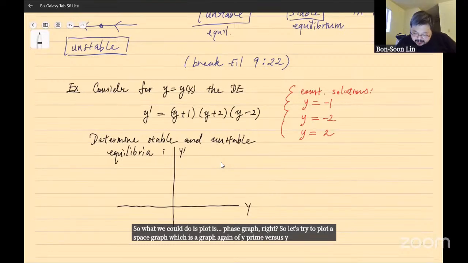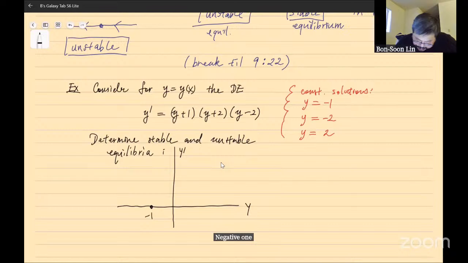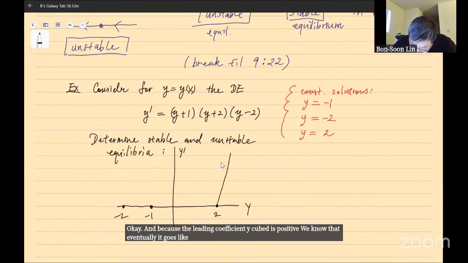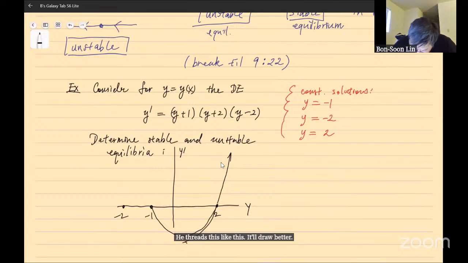And this is a cubic function, so it's not too bad to plot. The roots are at -1, -2, and also at 2. Let me put it over here, 2. Okay. And because the leading coefficient, of y cubed, is positive, we know that eventually it goes up like this, right? And it comes back down. Let me draw better. It comes up and goes down like that, right?